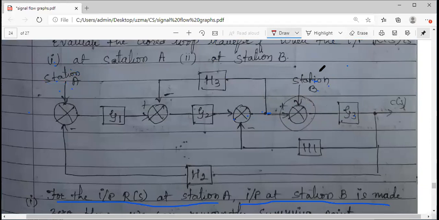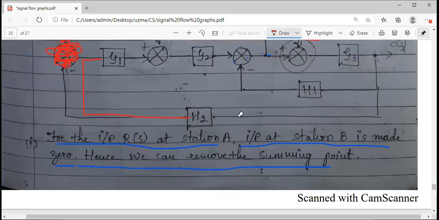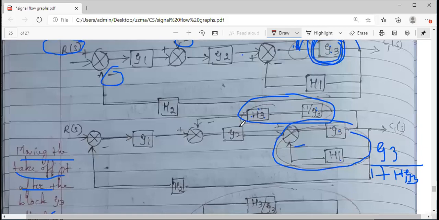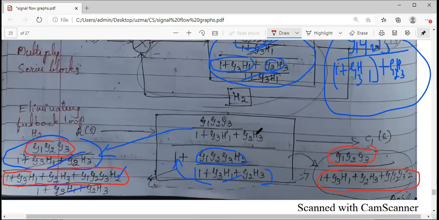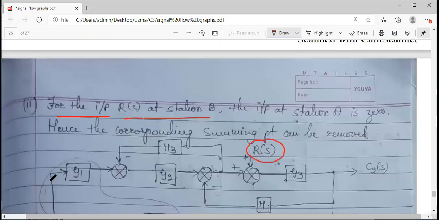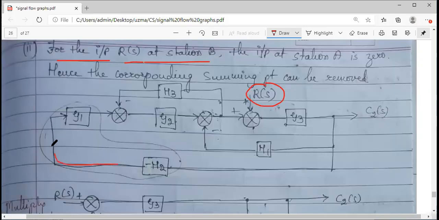This time, second time, input is here. So यहाँ पर आपको R of S apply करना पड़ेगा. And this will not come, station A. So when station A is not there, there is no point in taking the summing point. So this to be eliminated. ये जो H2 से line जा रहा है, this should be directly connected to G1. Okay. So let me show you how I have drawn the structure. See, input I have applied at station B and I have removed that summing point and directly G1 को connected हुआ है.